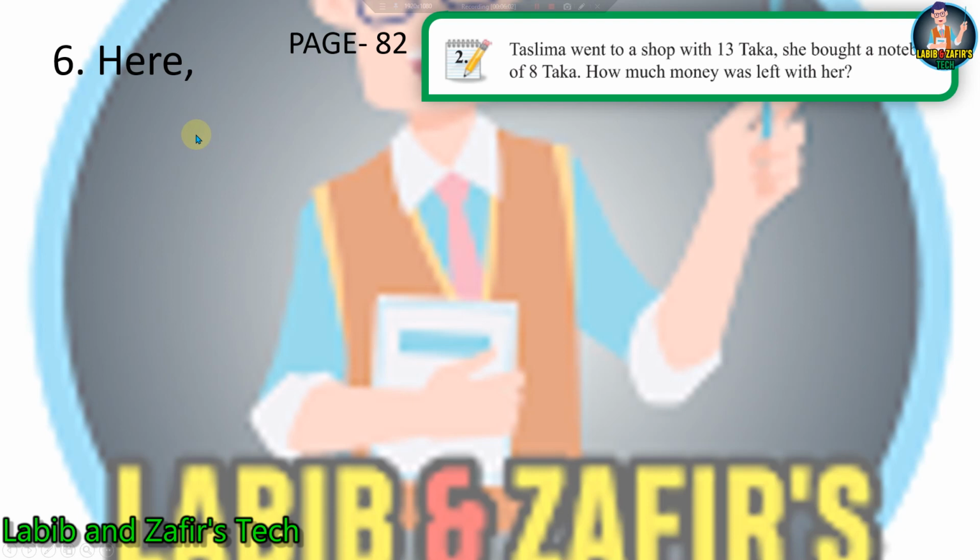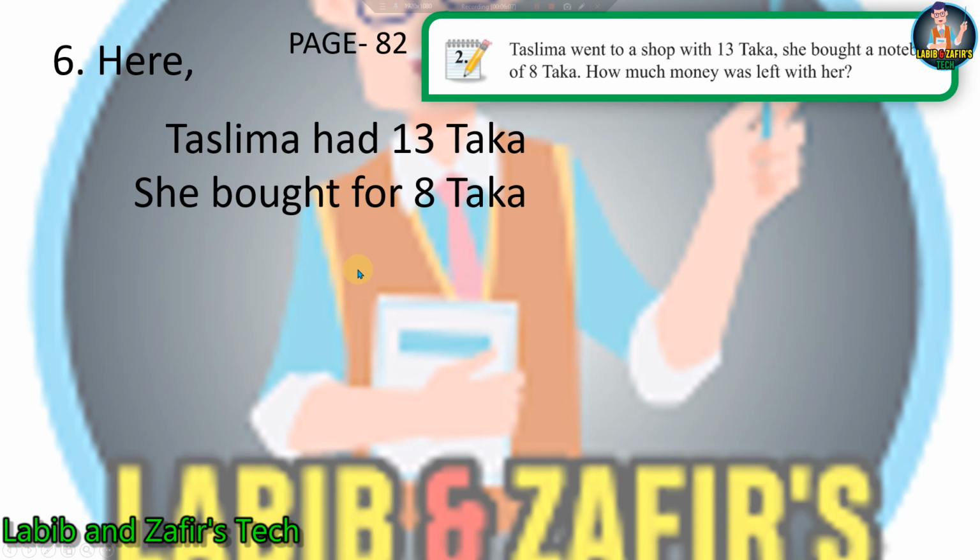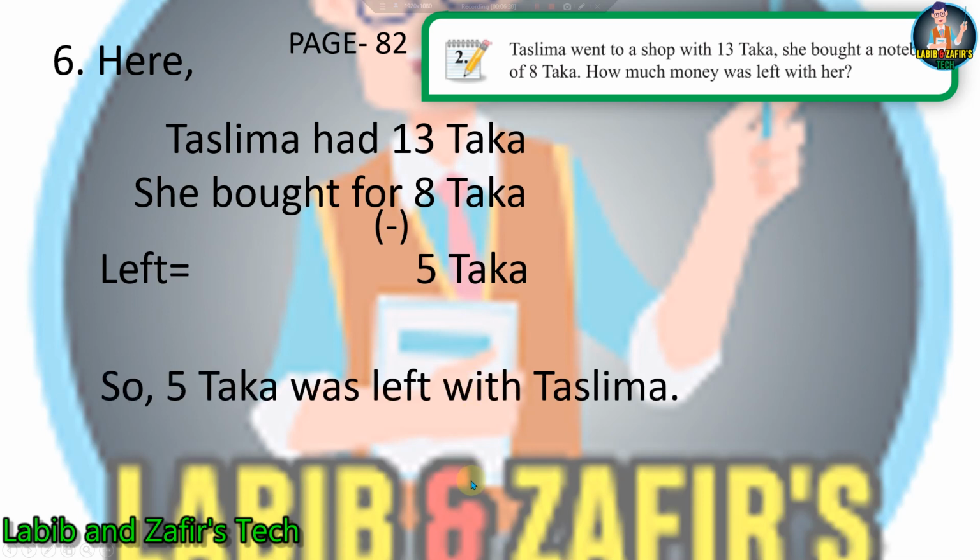So number 6 here, Taslima had 13 taka. She bought a notebook for 8 taka. Then if we do the subtraction, we get 5 taka, because Taslima had 13, and if we subtract 8 from 13, we get 5. To prove it, if we add 8 plus 5, then we get 13. So 5 taka was left with Taslima. So students, this is our 6th word problem. Now let's go to our next word problem. That means 7.